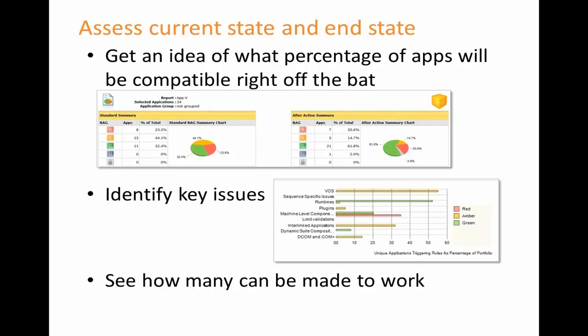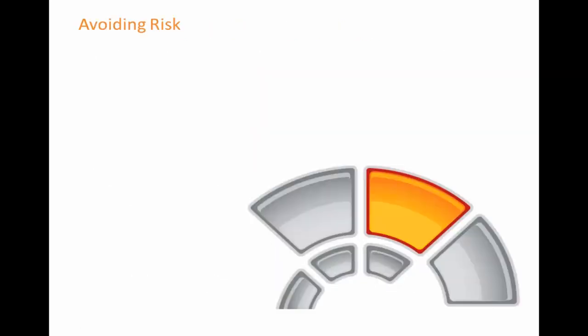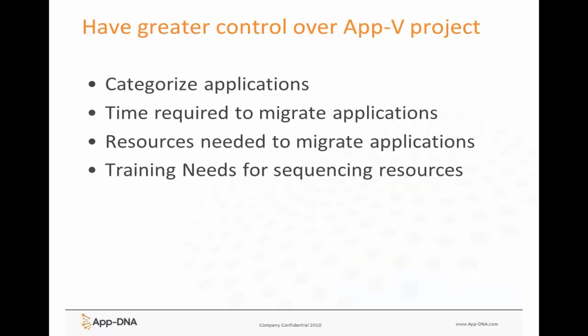And then you can go a little deeper and see how many you can be made to work. So as I pointed out, where are you now and where can you get to? So the current state and the end state. So one of the key things is avoiding risk. In order to adopt AppV, you may be in a position, if you're a solution architect or an IT manager, to have to make a business decision, and it's your reputation on the line, so you want to be careful with that.